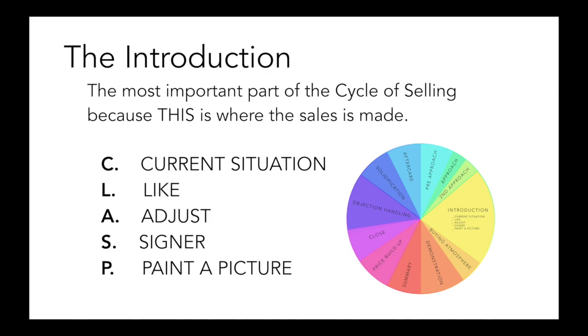Now, first of all, building rapport is the first stage, and I really don't need to tell anybody how to do that. But what comes after that is known as CLASP, which is C-L-A-S-P. CLASP stands for current situation, like, adjust, signer, and painting a picture. So those things explained. First is current situation.